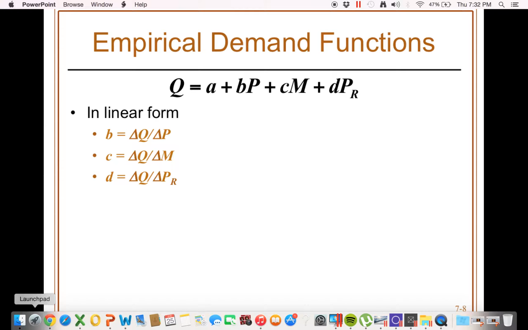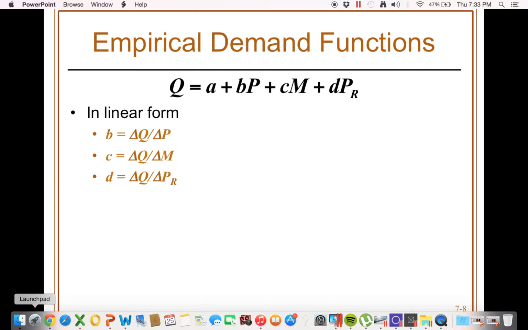It's looking at things almost from the producer's perspective. And D is asking, if the price of a related good changes, how is that going to affect my quantity demanded? Once again, chips and dip example: if the price of dip increases, how is that going to affect the quantity demanded for chips? These are all reasonable questions that a producer might be asking, and that's why they might want to empirically estimate their demand function.